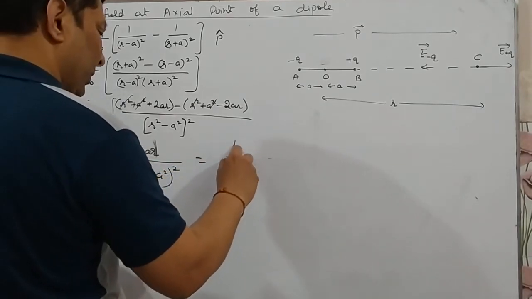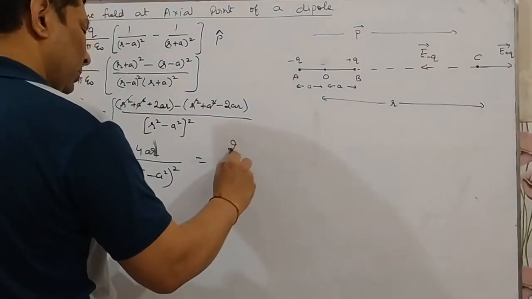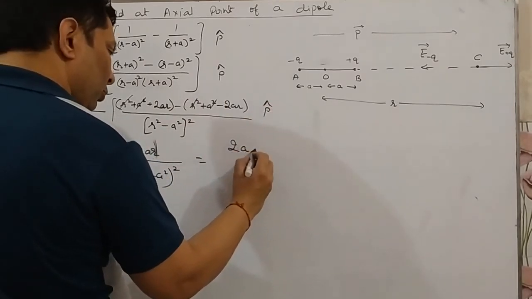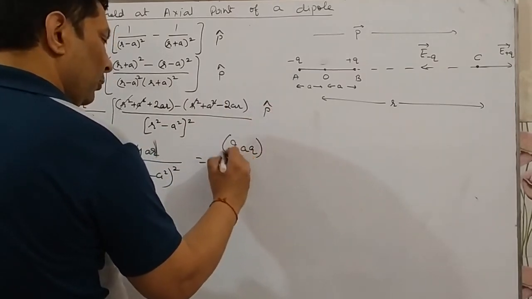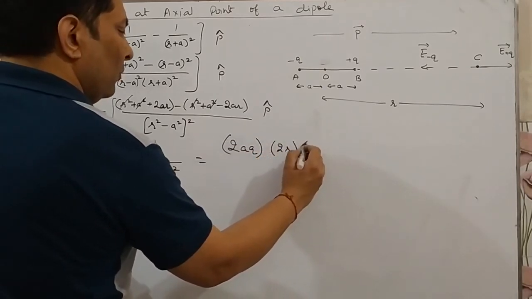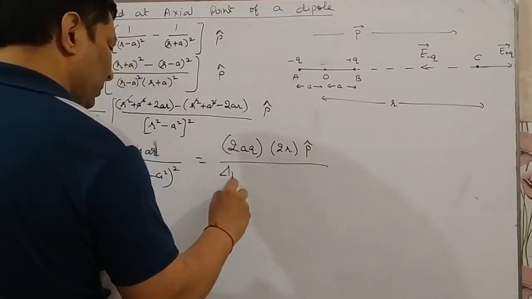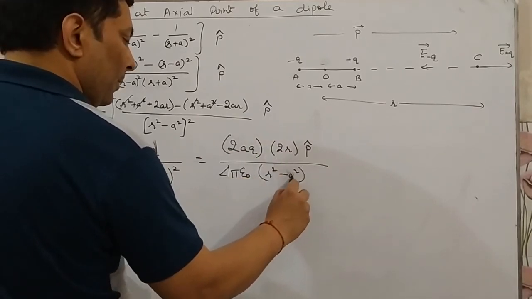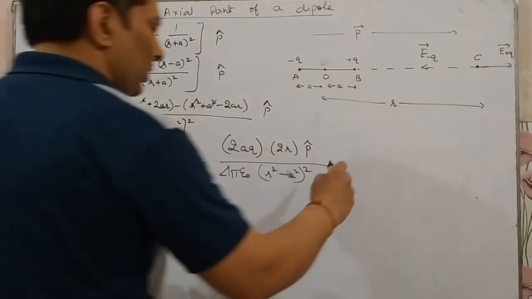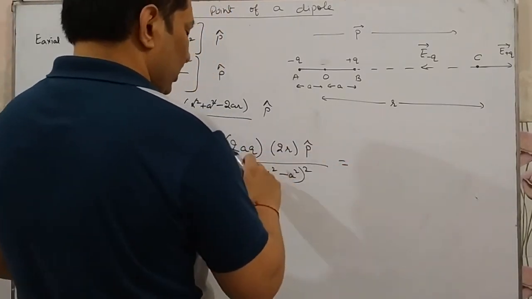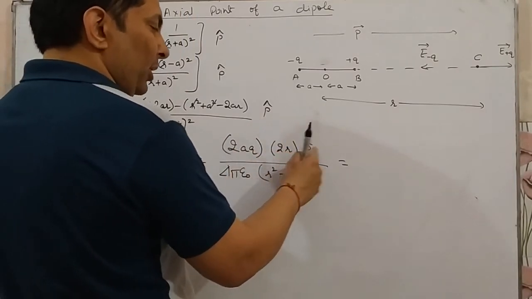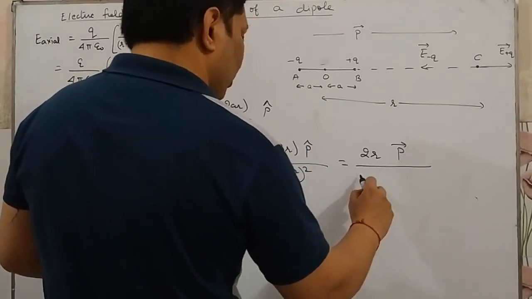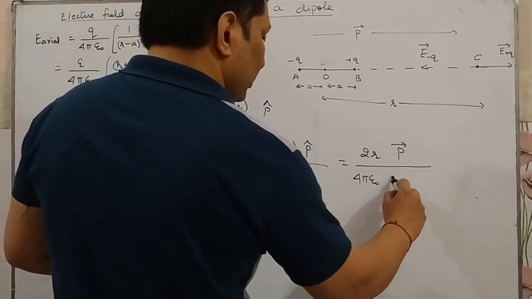Further you can write it as... I'm missing something here. I just forgot to write p. So we have 2aq, this is 2r, and along with that we are having p, over 4 pi epsilon naught (r square minus a square) to the power of this. This can be further written as, now 2aq is the magnitude of dipole moment, and this is the direction. Together it forms the complete vector of dipole moment, and the result is this.